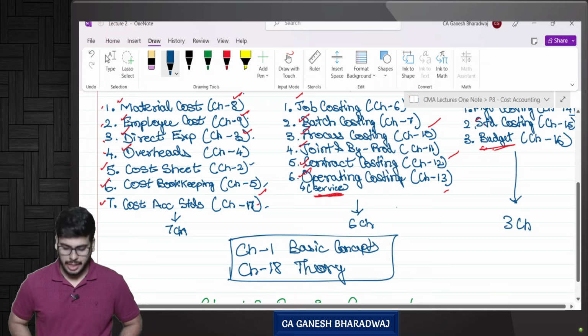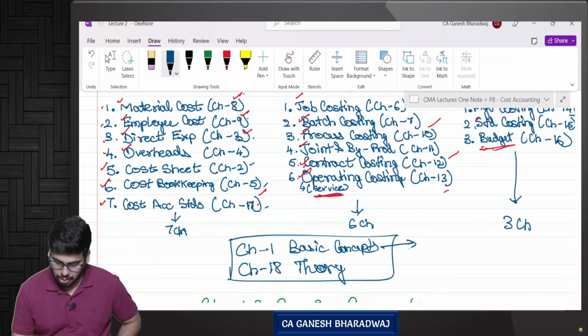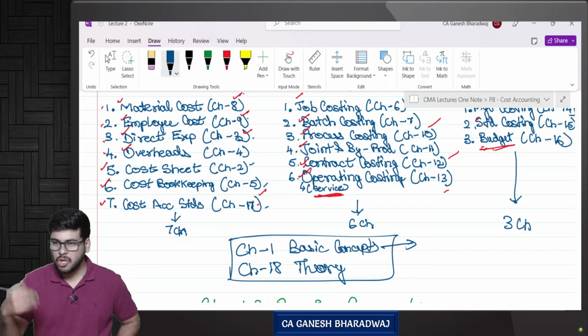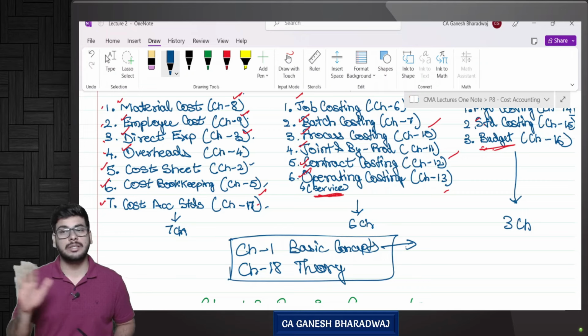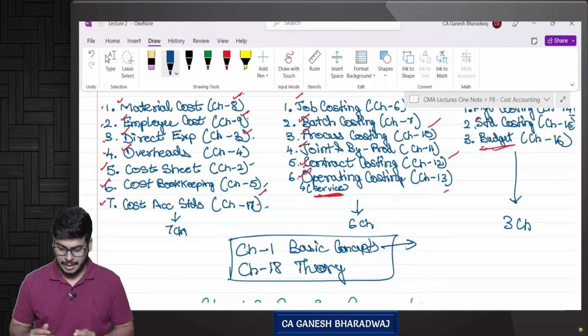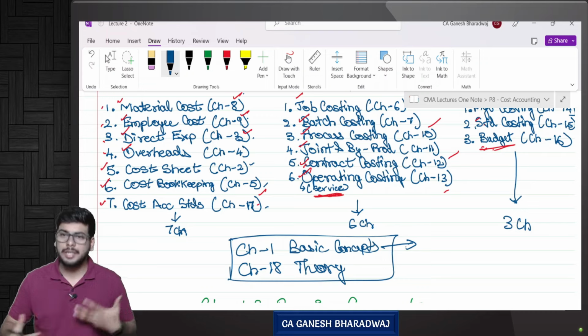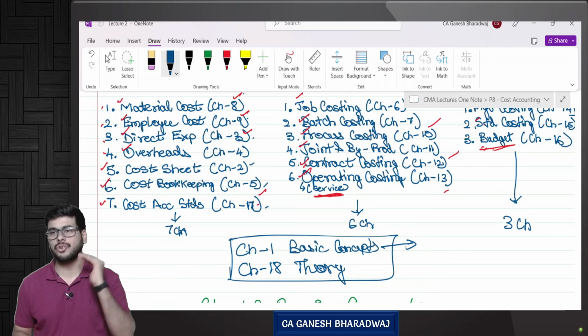Now, one more thing I want to tell you. This chapter called basic concepts is not there anywhere in your CMA Institute study material. Then you might have a doubt: sir, are you doing something that is not there in our syllabus? No, please don't think of it like that. The reason why I have coined this chapter called basic concepts is because there is a way in which you should learn the subject.